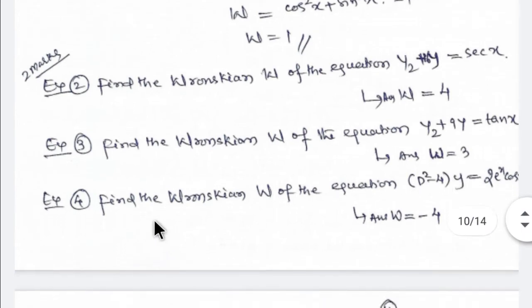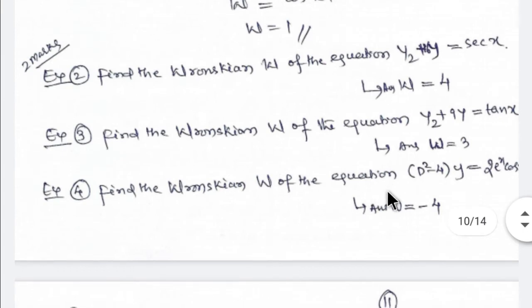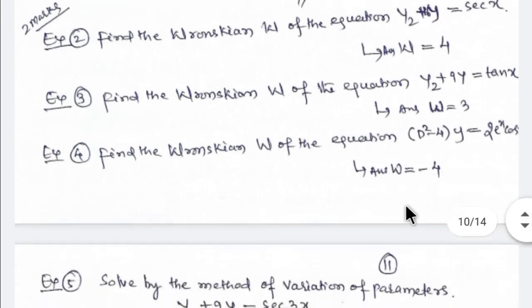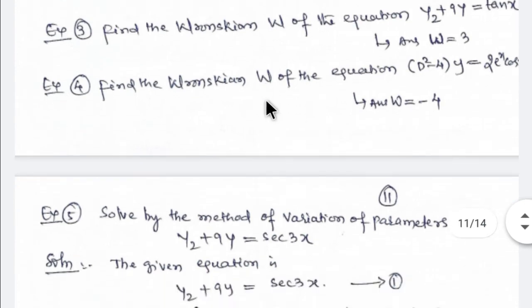Example 4: find the Wronskian W of the equation d square minus 4 into y equal to 2 into e raised to x into cos x. Here the answer you may get is W equal to minus 4. These are the practice examples.